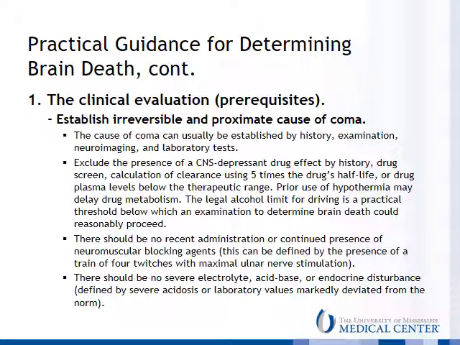So, practical guidance for determining a person's brain death. The clinical evaluation: you need to establish an irreversible and proximate cause of coma. The cause of coma is established with history, examination, and neuroimaging. It gets down to the specifics of what the patient has been given: what drugs has the patient received to be intubated, what sedative meds has the patient been given, is the patient intoxicated, are they on any illicit drugs. All of these have impact on whether you can declare someone brain dead or not.